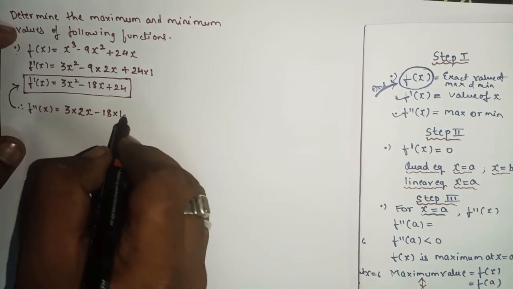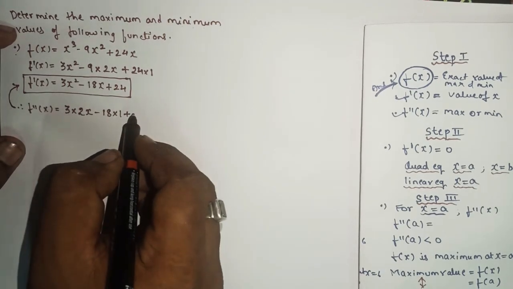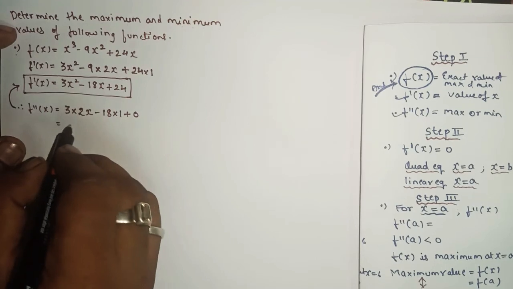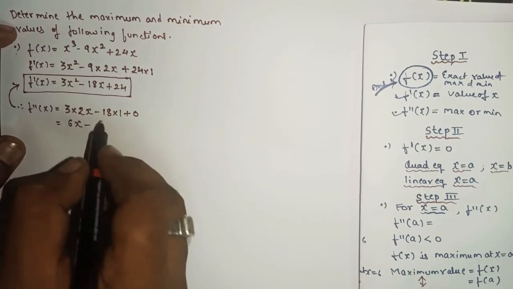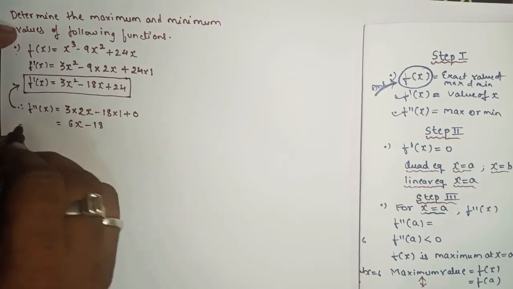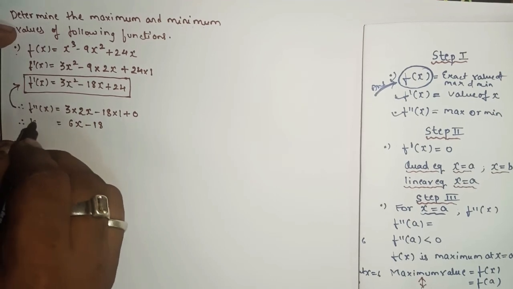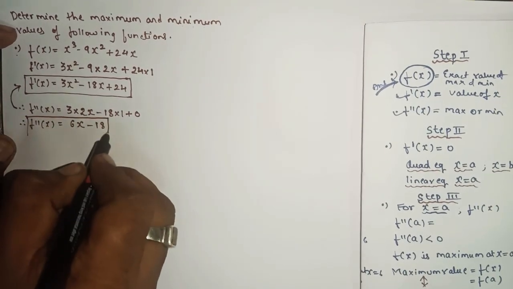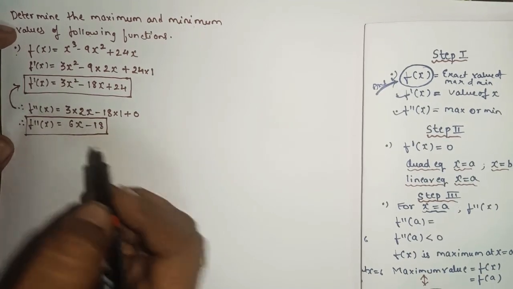Derivative of x is what? 1. And 24 is constant. Derivative of any constant number we know that it is 0. So in the next step, 3 2 side is 6x, minus 18 one side is what? 18. So here we got f double dash x as 6x minus 18, yes or no?